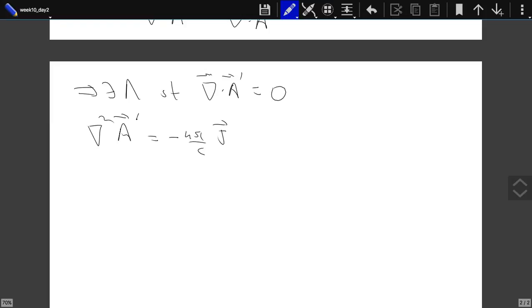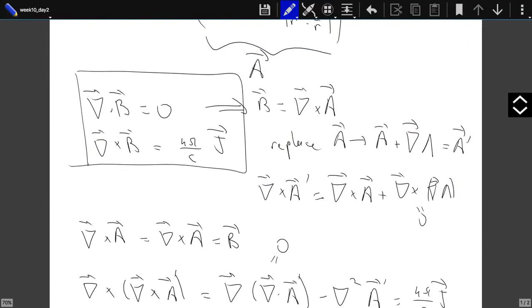Now let me put A prime. And I will just drop the prime. So from now on, whenever I am talking about a vector potential, I will implicitly assume that the divergence of that vector potential is 0. So that's an additional condition we impose on the system. It doesn't come from the expressions for the B fields. The A, there are infinitely many of them. I'm choosing a particular one which has 0 divergence.